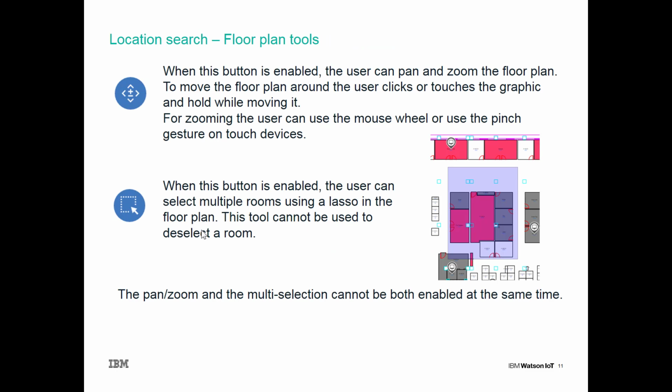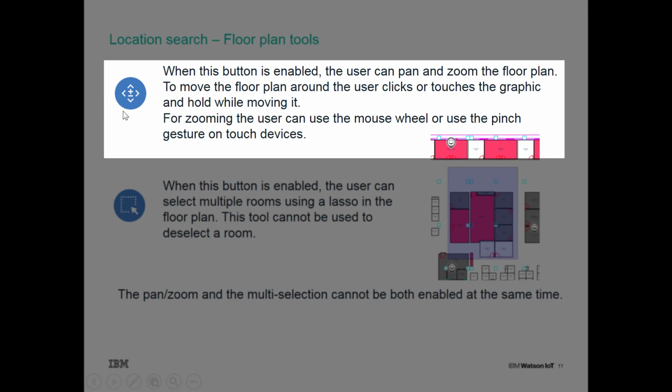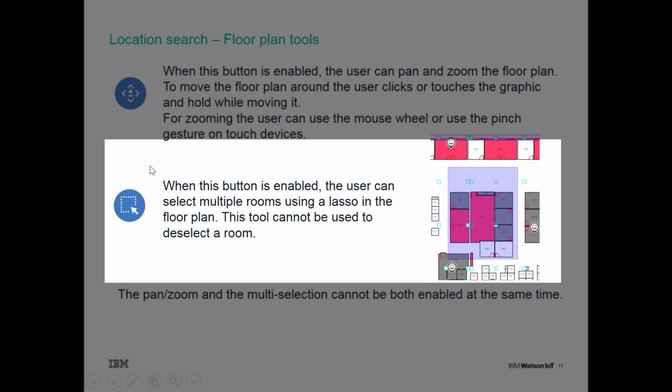Now I will explain the floor plan tools that are available on the graphic. This first button enables the user to move the floor plan around the screen. So the user clicks the graphic and moves the floor plan. And he can also zoom in and zoom out the graphic using the mouse wheel or using the pinch gesture on a touch device. The second tool that the user can select is indicated by this icon, and it is the multiple selection tool.